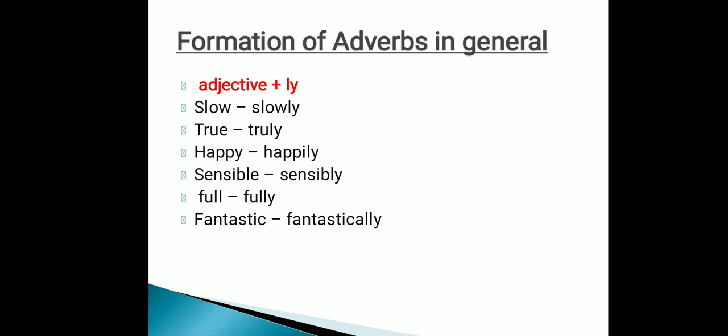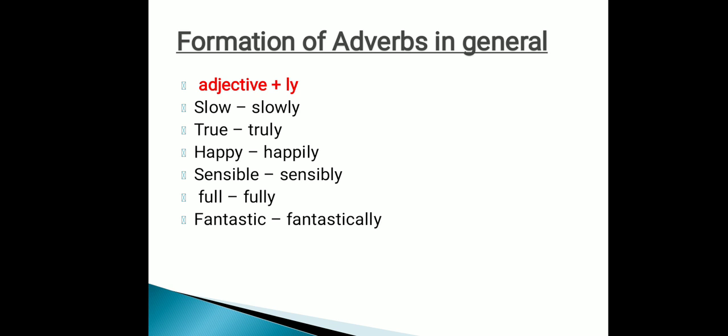Now, let's see formation of adverbs in general. How we can form adverbs with the help of adjectives. Mainly, we add ly in adjective to form an adverb. We add ly in adjective to form an adverb, like slow, slowly, true, truly, happy, happily, sensible, sensibly, full, fully, fantastic, fantastically. But spellings are changed.